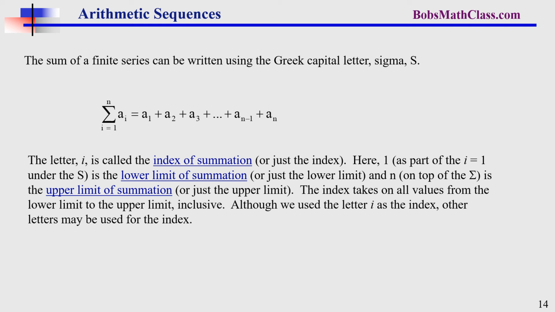The index takes on all values from the lower limit to the upper limit inclusive. That means it includes everything from whatever the bottom number is to whatever the top number is, including those numbers. Although we use the letter i as the index, other letters may be used. It could be an x, it could be a j. In this case, it's just i for index.